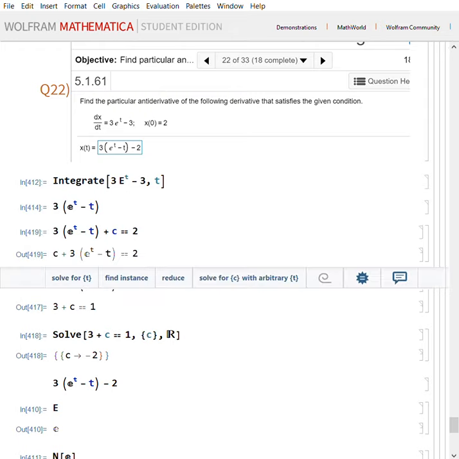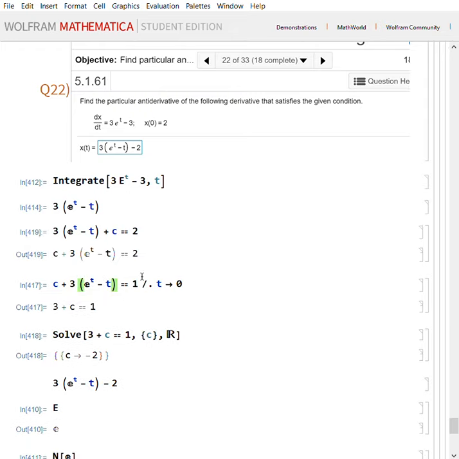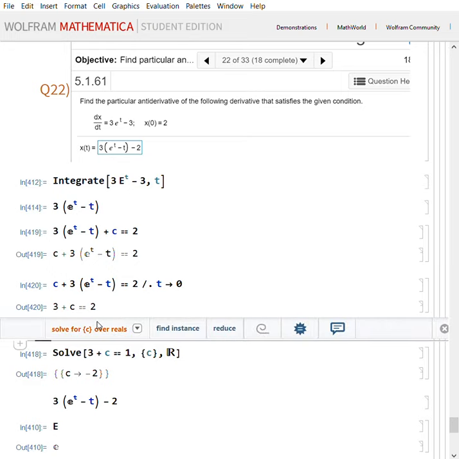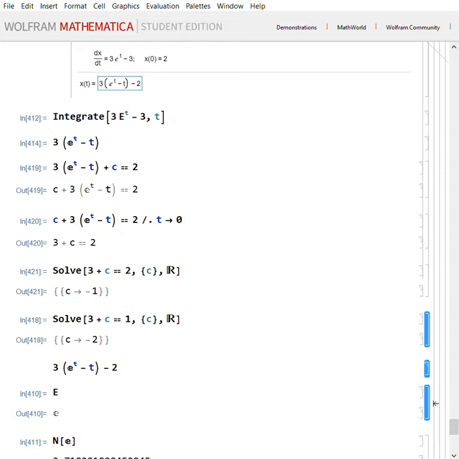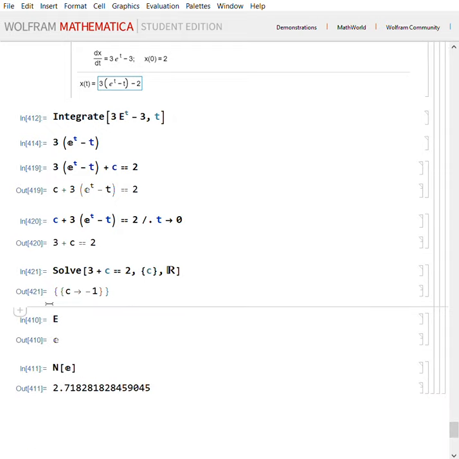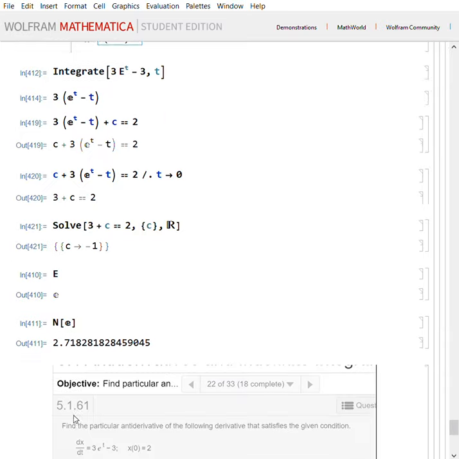So now we do shift enter. We make it a 2, but since it's still x of 0, we replace all t with 0, and now solve for c over reals, and you get minus 1 instead of minus 2. Let's record that answer and see what we get instead. And voila, that's the correct answer. We can now move on to the next question, and here's the screenshot.